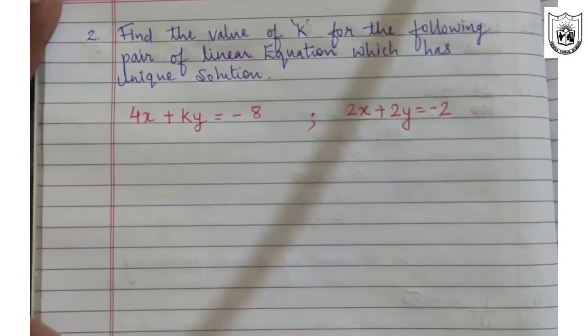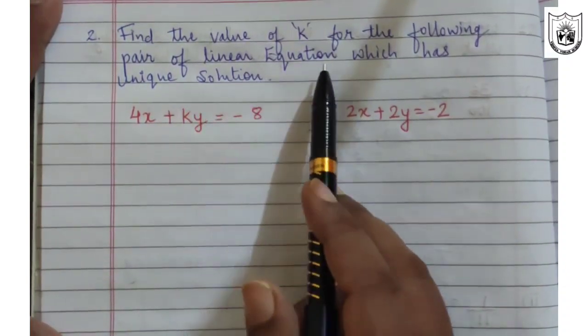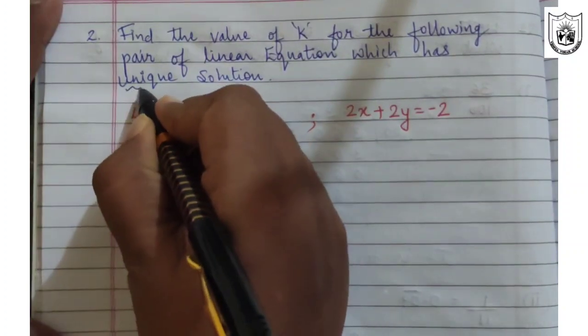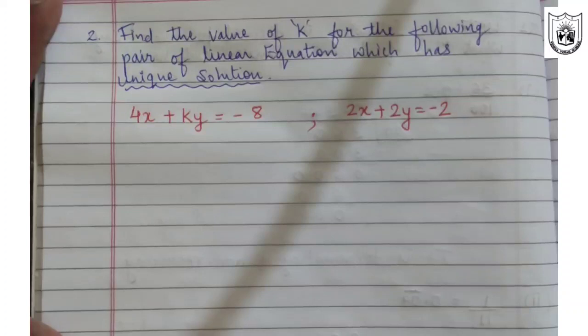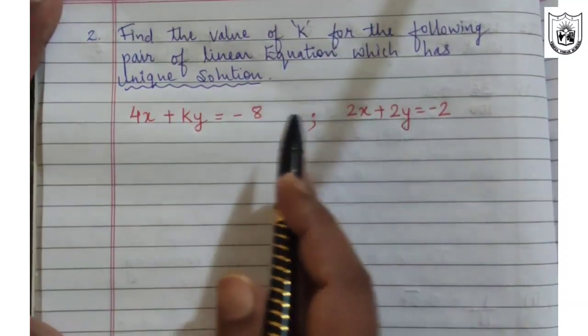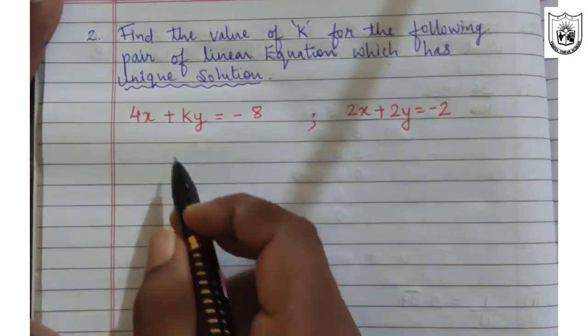Let us solve another problem. Find the value of k for the following pair of linear equations which has a unique solution. Now we have learned the condition for unique solution, isn't it? We have two equations that are given to us here. Let us first write them in the standard form.